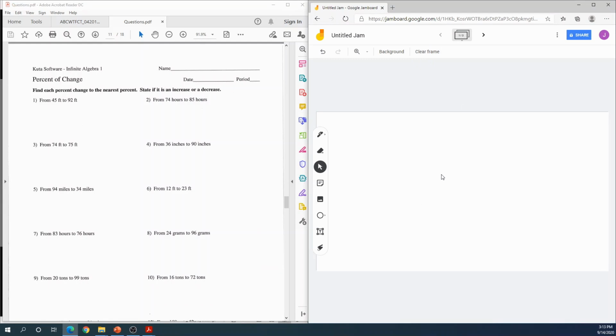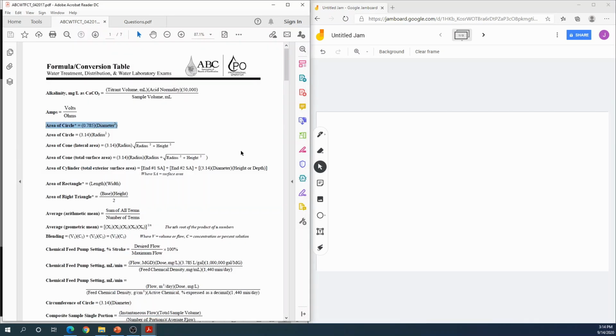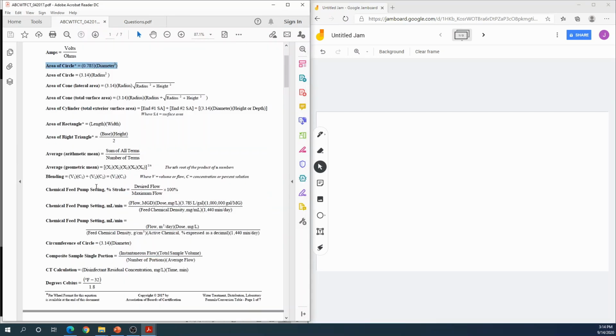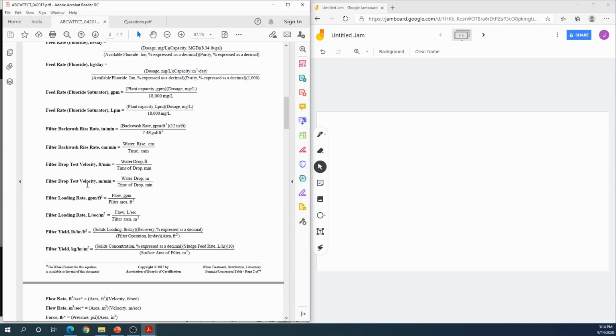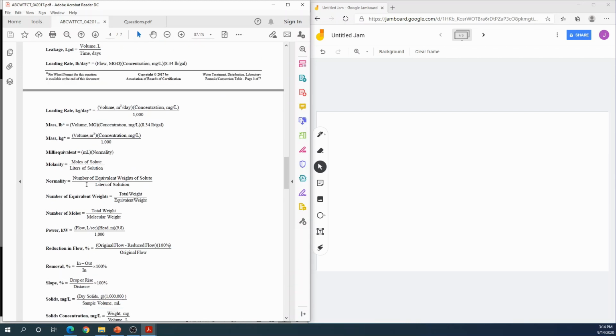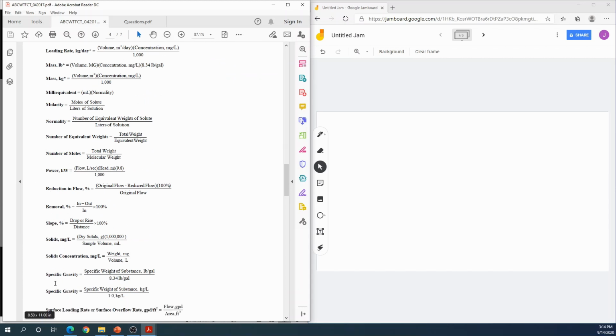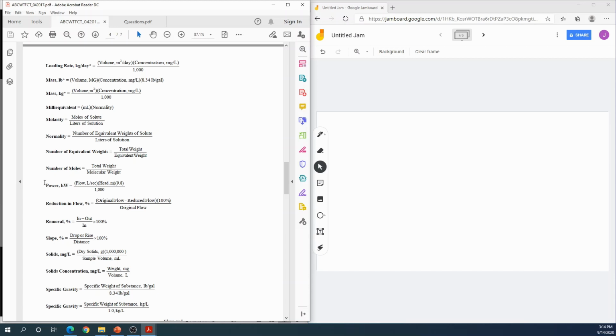All right, let's jump down here and take a look at the percent change. So find each percent change to the nearest percent. State if it is an increase or a decrease. So we're talking about percent change. This is going to be really similar to percent removal. So if we look over at our cheat sheet again, we get removal is in minus out divided by in times 100%.